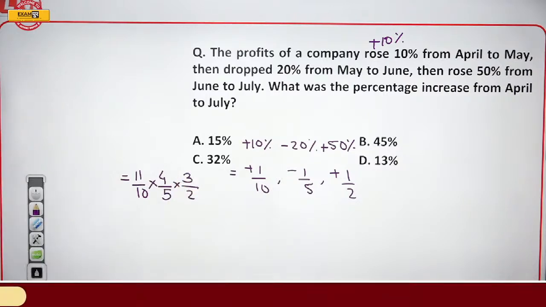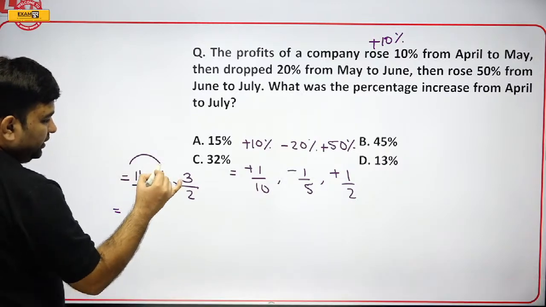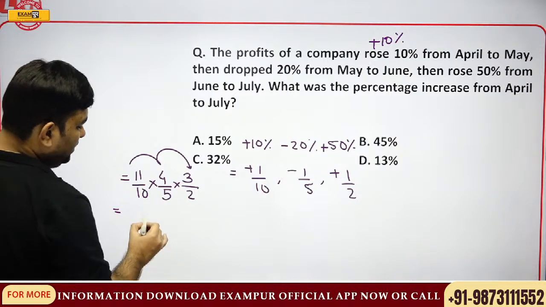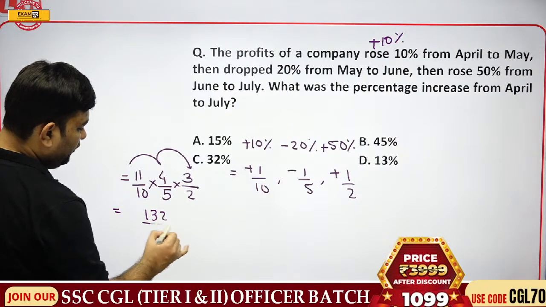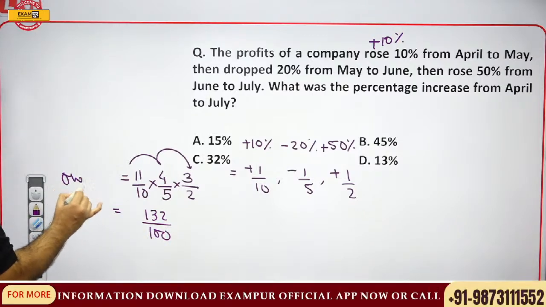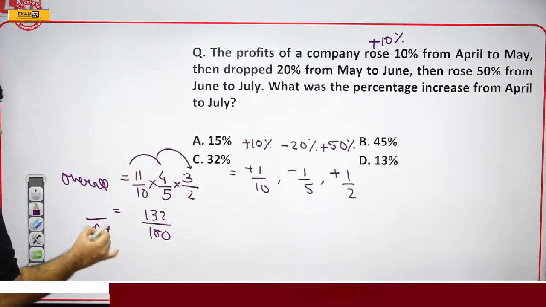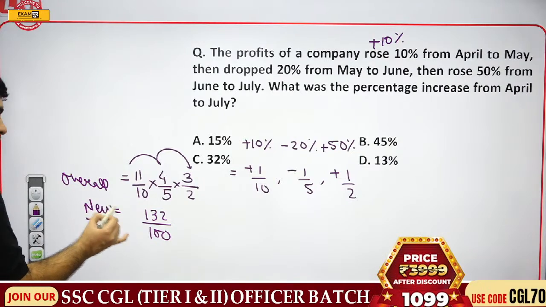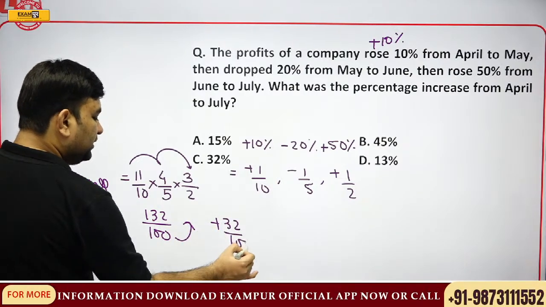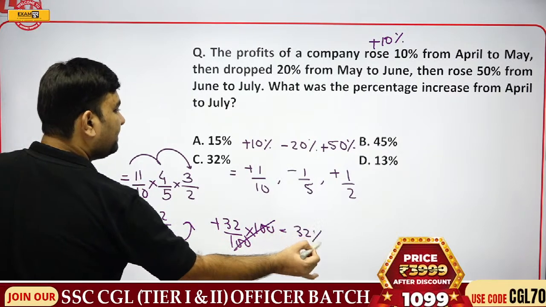So now we can find the overall change. 11 times 4 times 3 is 132 over 100. So overall, if the original was 100, then the new is 132. So overall there is an increment of 32 over 100. Convert into percentage, multiply by 100, 32%.